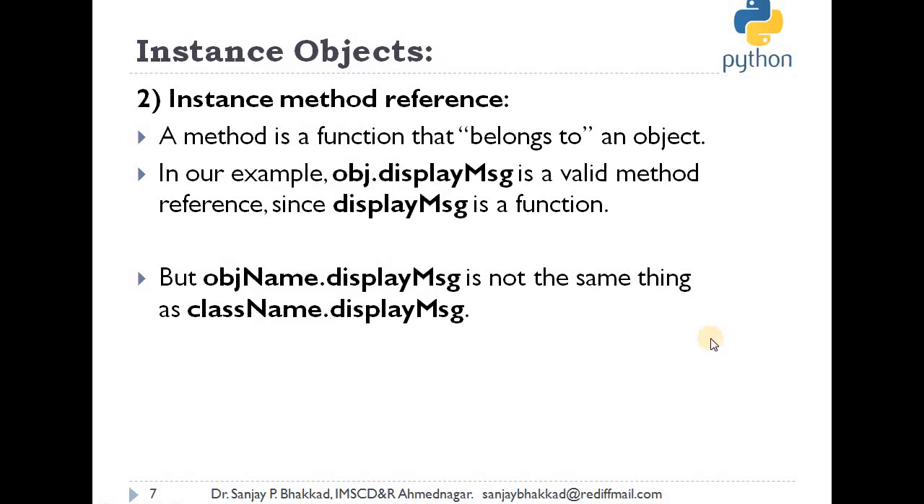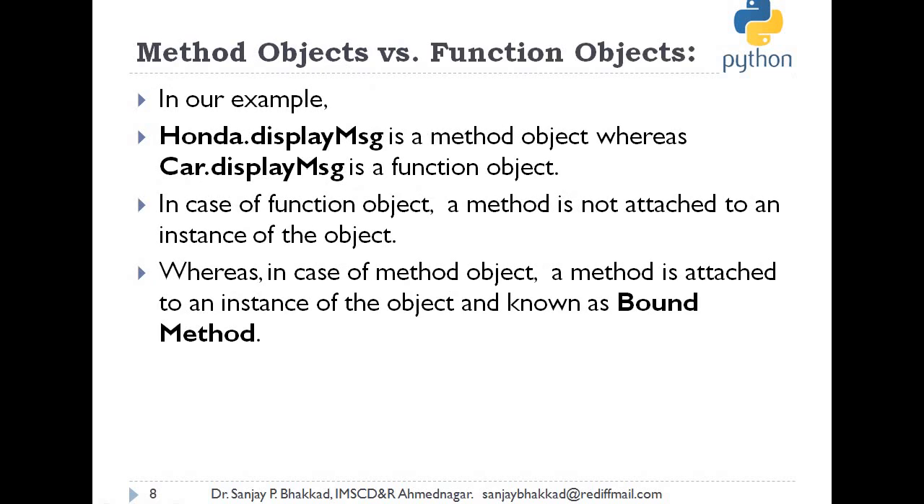But here remember that object name dot display message is not the same thing as class name dot display message. Means Honda dot display message and car dot display message are two different things. So what is that? In our example, Honda is an object. Hence Honda dot display message is called a method object, whereas car is a class. Hence car dot display message is known as a function object.